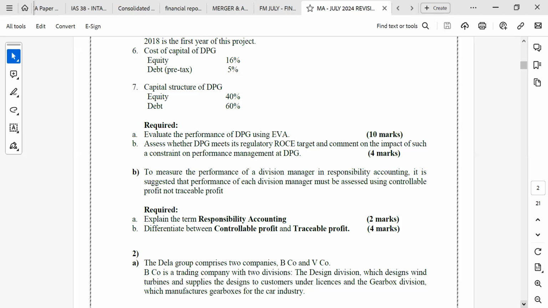To measure the performance of a divisional manager in responsibility accounting, it's suggested that performance of each division must be assessed using controllable profits, not traceable profits. Explain the term responsibility accounting. Okay, what is responsibility accounting? Responsibility accounting is the system that segregates revenue and cost into its own area of responsibility, in order to monitor performance and assess their operations.